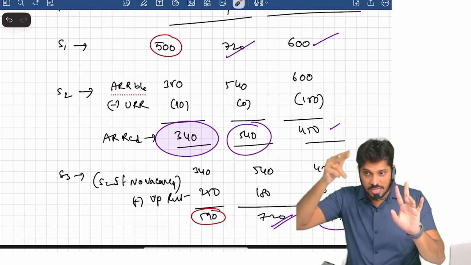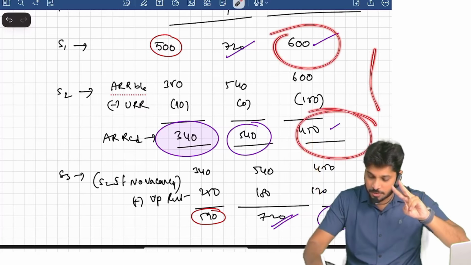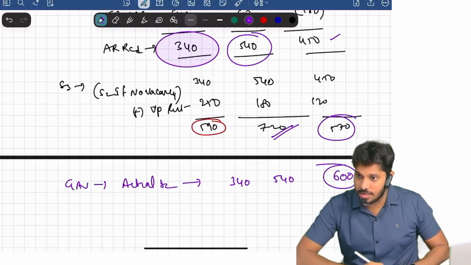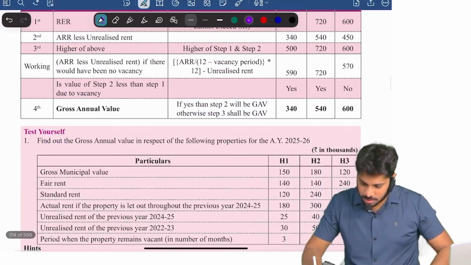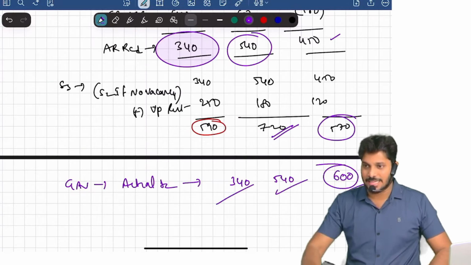Therefore, you will not have the actual step number 2 logic for GAV, whichever is higher. Step number 1, step number 2, whichever is higher. Therefore, the answer is 600. Are you clear? So the answers are 340, 540, 600. Easy or not? That's it.